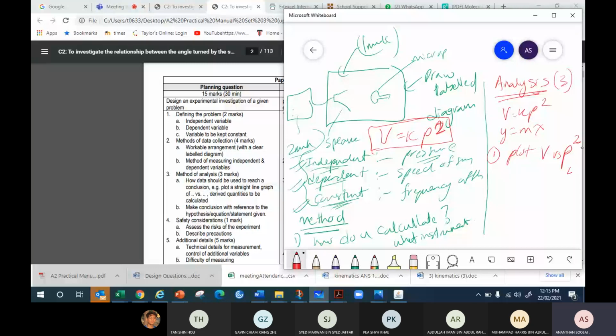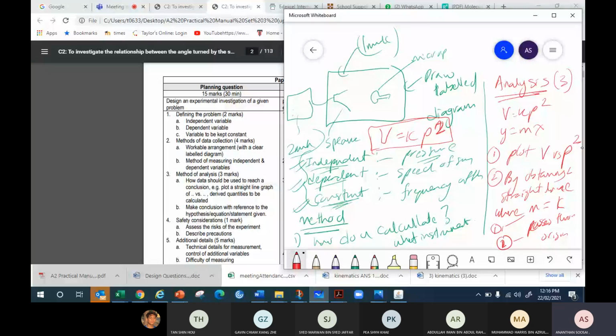You get 1 mark. By obtaining what? By obtaining a straight line. Don't say you will get a straight line; you must say by obtaining a straight line, where you must tell what the gradient is and what the intercept is. The gradient in this case is K, and the graph passes through the origin. You say the gradient is K for 1 mark, passes through origin for 1 mark. So you get altogether 3 marks under analysis.